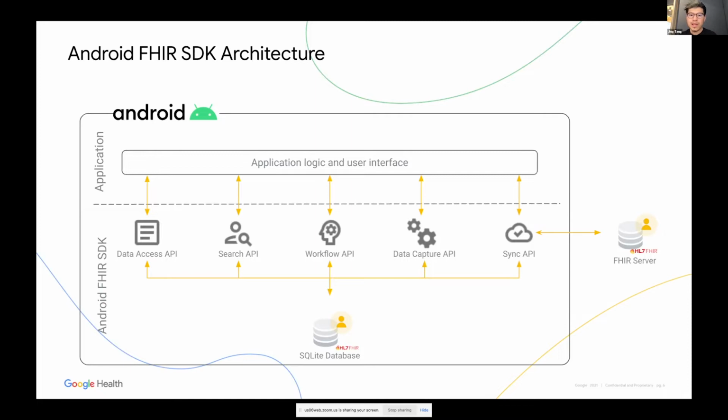And then the workflow API is about driving clinical decisions. For example, if you have a CQL library, given a patient's history saved on the device, in the form of FHIR resources, you want to make an inference or decide what you want to do next for the patient, kind of create a care plan for the patient. So this is the part of the library that does that for you.